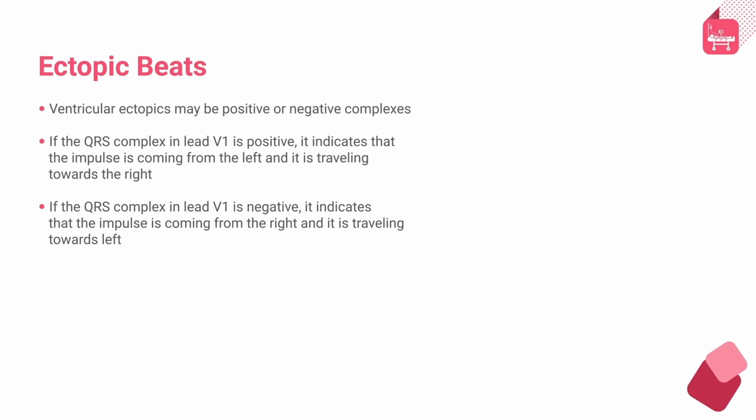If some ventricular ectopics on the rhythm strip are positive and some are negative, they are collectively referred to as multifocal ectopics. If the ventricular ectopic falls so early that it interrupts the T wave of the preceding complex, then it causes a high risk of ventricular tachycardia or fibrillation.